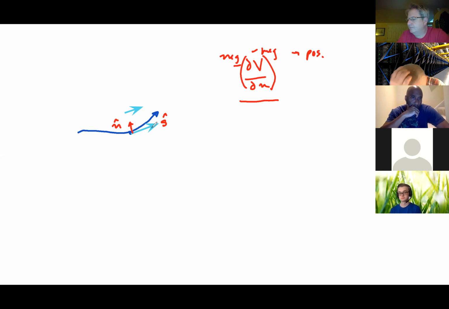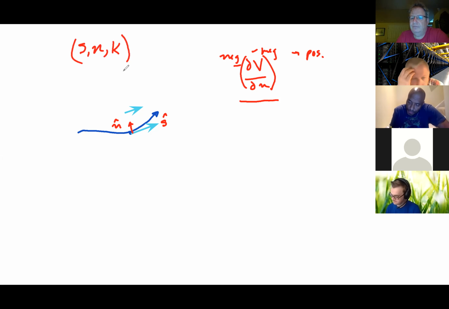Okay, so by the way, we have natural coordinates, which is S, N, and what do you think the third one would be? Z. It's going to be K, or IJK, if you're dealing with unit vectors. Because up is up, no matter what.